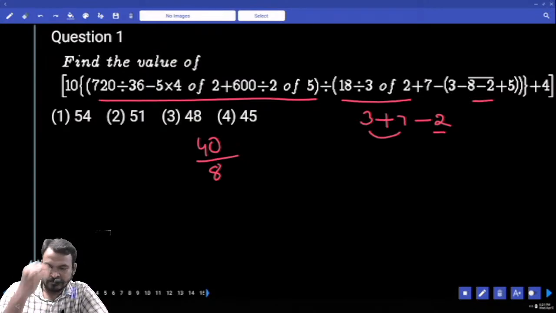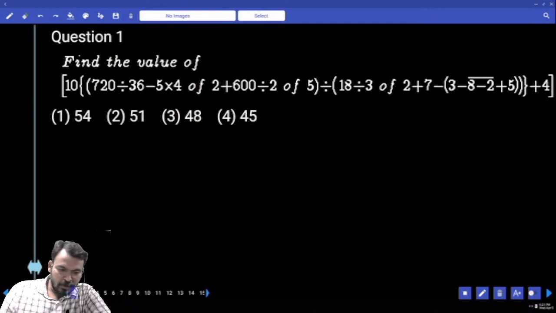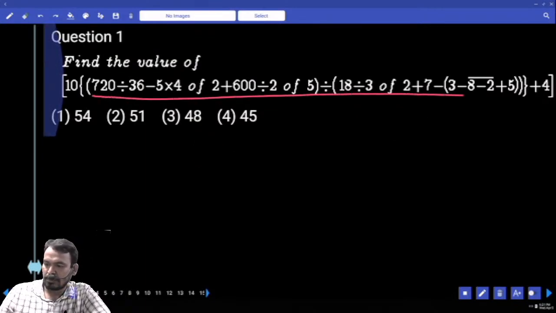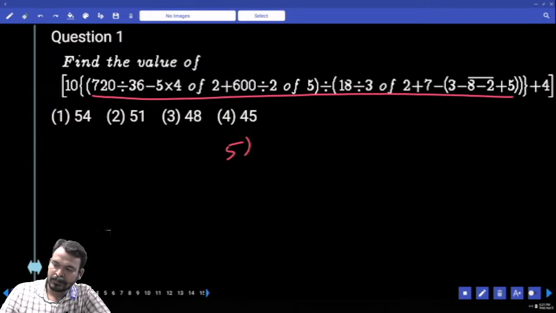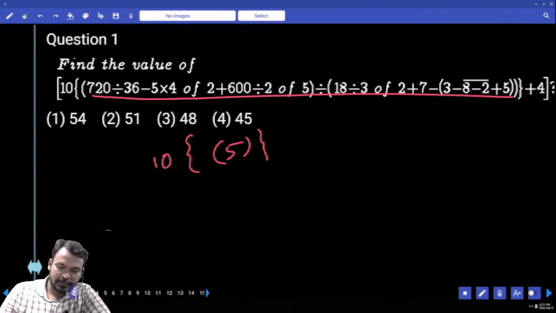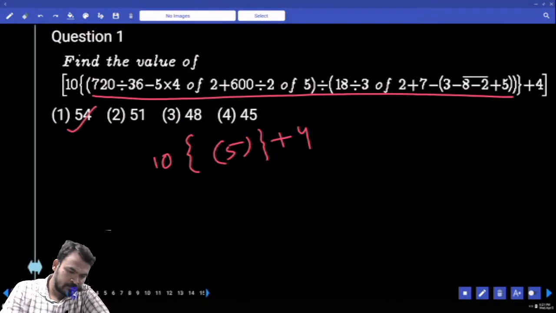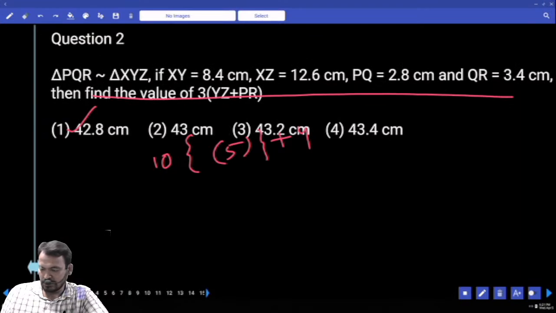40 by 8, 5. This total value we are getting how much? 5. This total bracket value we are getting, 5 into how much value? 10 plus 4, or not? What is the answer? 54. Next, second question.